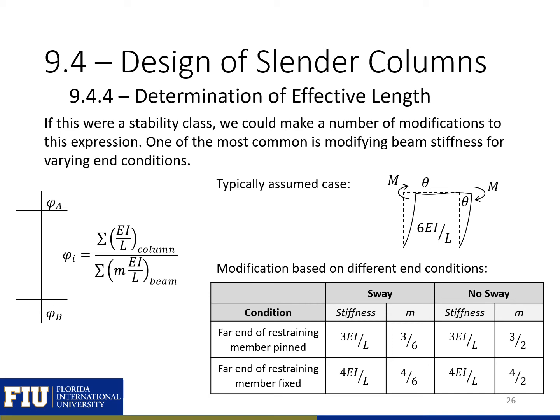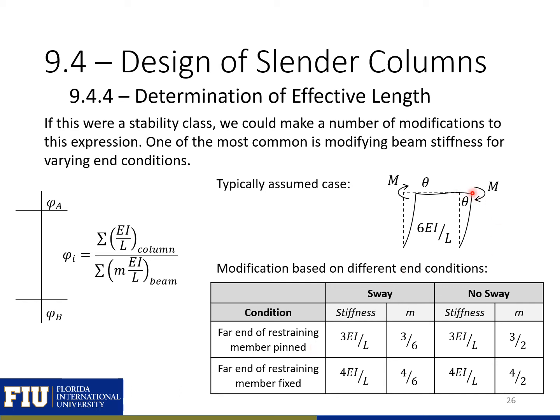If this were a stability class, we could make a number of different modifications to this expression. So one modification that I'll touch on is if we have different beam stiffnesses depending on different end conditions. This is the typical assumed case, just a sway portal frame, where we have a stiffness of our beams and our columns equal to 6EI over L. So we can modify this stiffness if we have different conditions for the end of the beam.